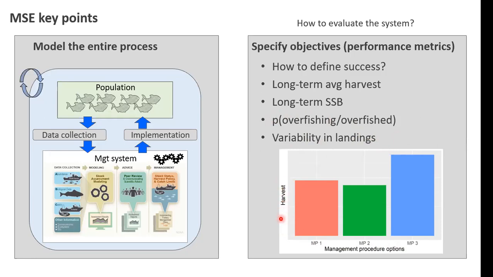It's harvest in this case, and we have 3 different management procedures where that third management alternative, MP3, did best in the harvest performance metric. And so what you could have is a whole suite of these different performance metrics, and then you would use them all together in some way to make a decision with stakeholder input.